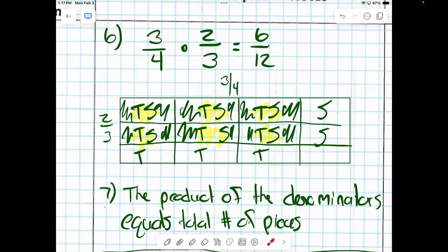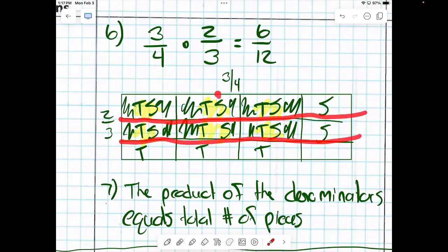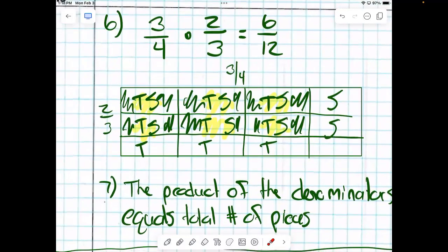I need to split my candy bar into how many parts? 4. So 1, 2, 3 lines gives me 1, 2, 3, 4 parts, yes? Yes. I need to split the candy bar going in the opposite direction into how many parts? 3. So if I do 2 lines like this, I've got 1, 2, and 3 parts, yes? Yes. How many different pieces now exist? 12. 1, 2, 3, 4, 5, 6, 7, 8, 9, 10, 11, 12, right? Yes. What is the product of our denominators? 12. So the product of our denominators tells us how many pieces this candy bar should be split into, right?